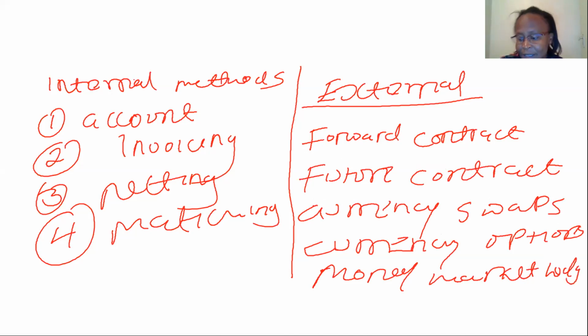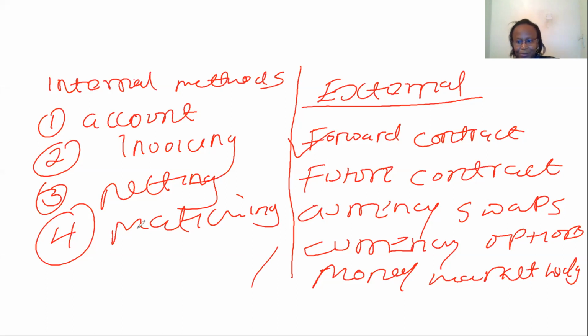Money market hedging. Those are some of the external methods you can use. These are the internal methods. With the external methods, we have discussed what is a forward contract. I don't want to introduce any of these before the next class because I want us to talk of 3 of them. Then we do a comprehensive example.